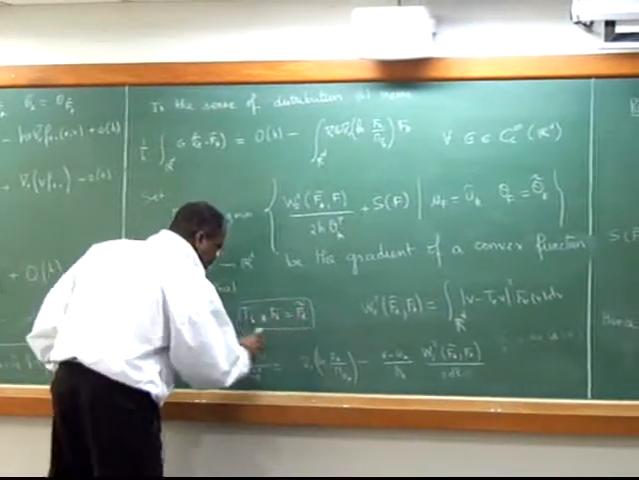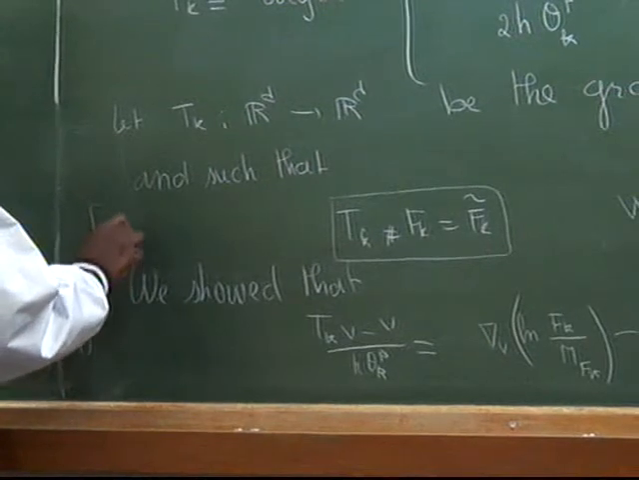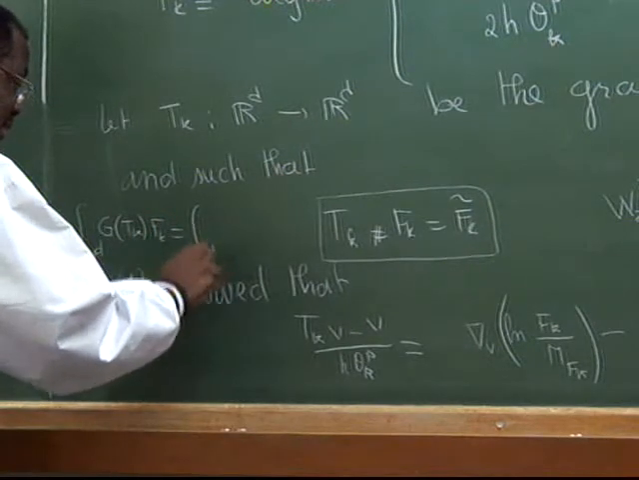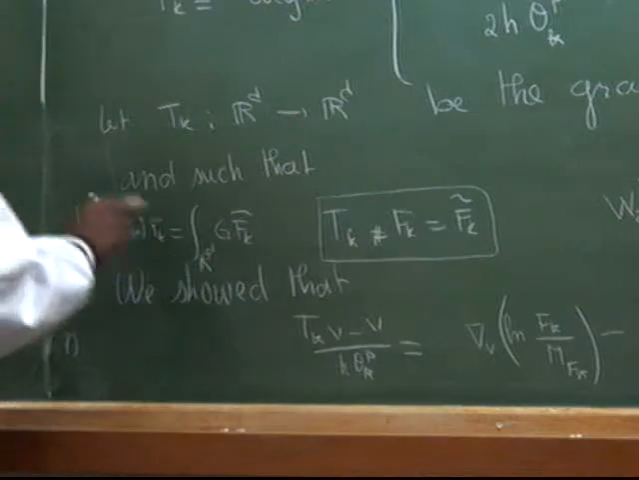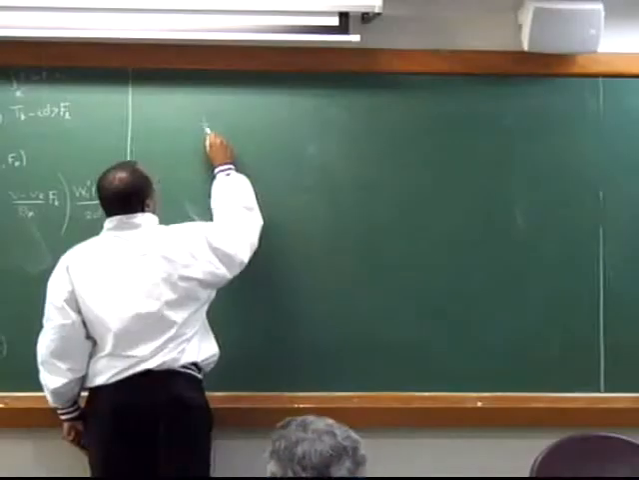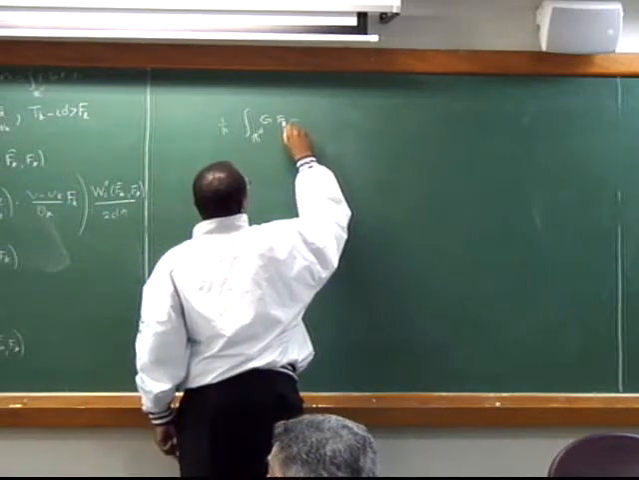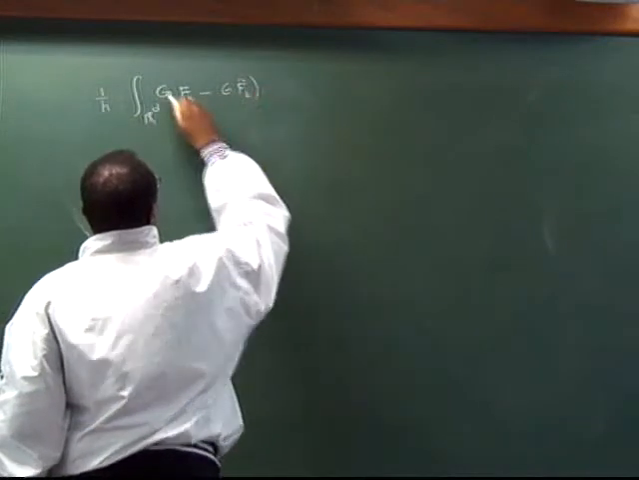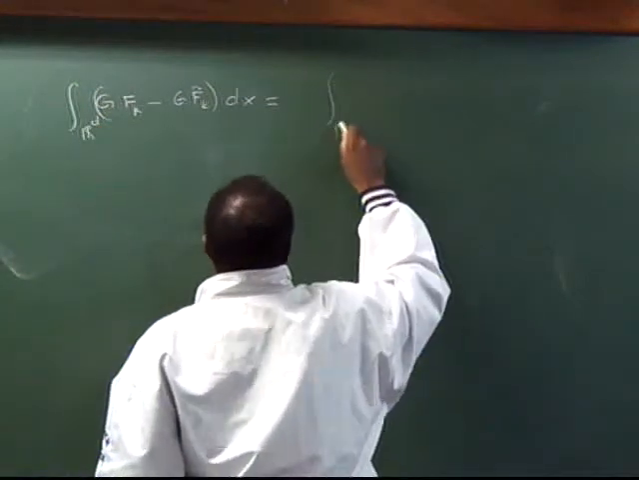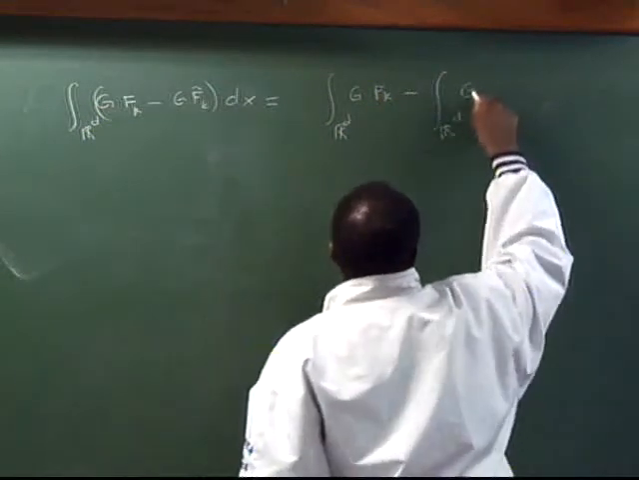This relation can be written as the integral over R^d of g of T_k f_k is the integral over R^d of g f̃_k for every g. So let me conclude that 1 over h, the integral over R^d of g f_k minus g f̃_k dv is, let me forget the 1 over h, the integral over R^d of g f_k minus the integral over R^d of g f̃_k.